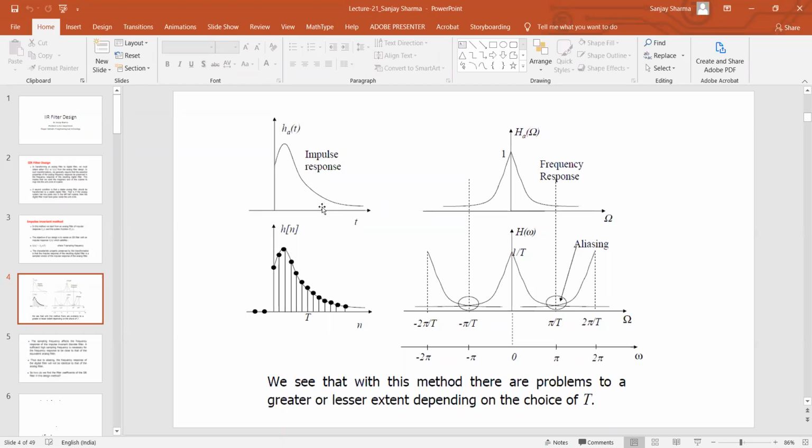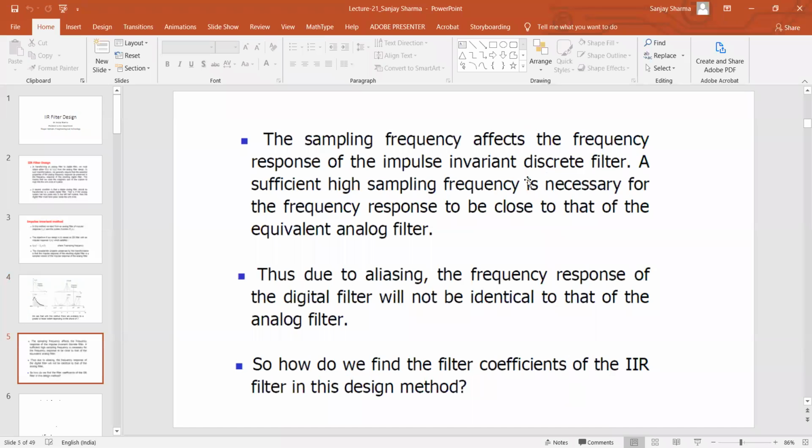Now the sampling frequency, as I was saying, will affect the characteristics of the resulting digital filter, because a smaller sampling frequency may lead to aliasing problem in the impulse invariant method. A sufficiently high sampling frequency is necessary for the frequency response to be close to that of the equivalent analog filter. Thus, due to aliasing, the frequency response of the digital filter will not be identical to that of the analog filter. So how do we find the filter coefficients of the IIR filter in this design method?